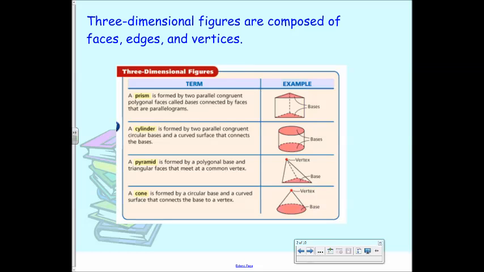Okay, a pyramid is 1 polygon base, and then it all meets at the same common vertex. So we would call this a triangular pyramid because it has a triangle as a base, and then it meets at a common vertex.